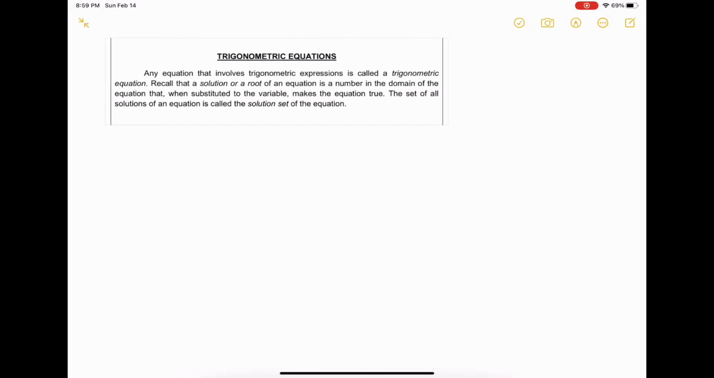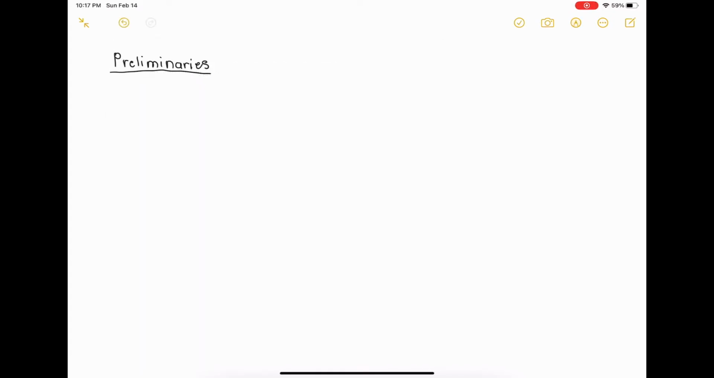This lesson on trigonometric equations is different from the previous lesson on inverse trigonometric functions, since the last lesson is all about functions and this lesson is all about equations. Before going through our main lesson on solving trigonometric equations, I have here preliminaries for you to consider. Let us solve first some basic equations.